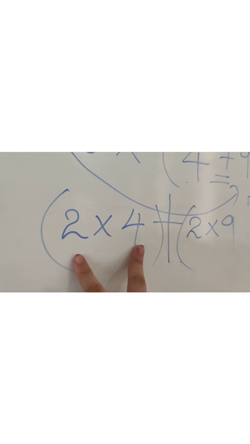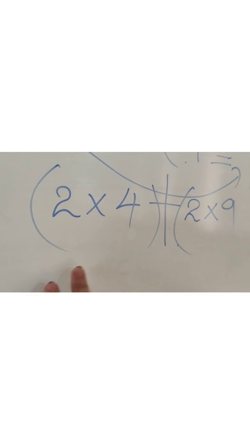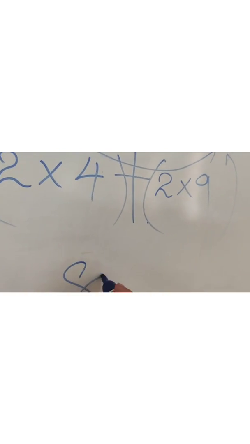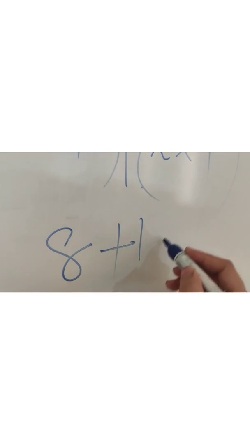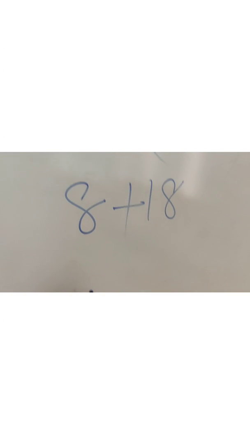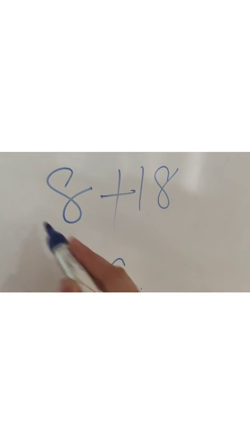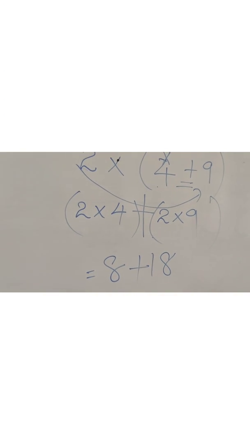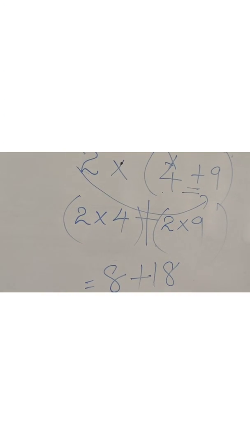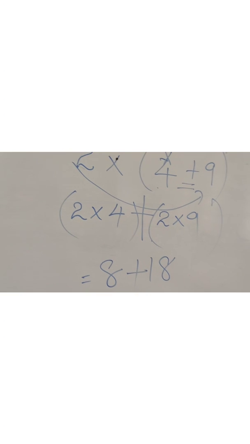Then we are going to solve each and every bracket. So 2 4s are 8, plus sign will remain as it is, and 2 9s are 18. So 8 plus 18, 26. So this is your answer. I hope you understood. Now let's see some examples based on this property.